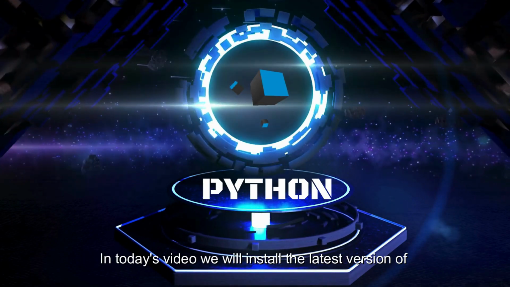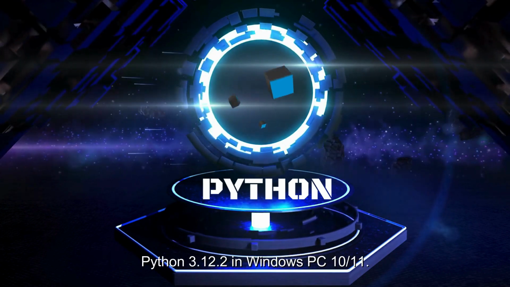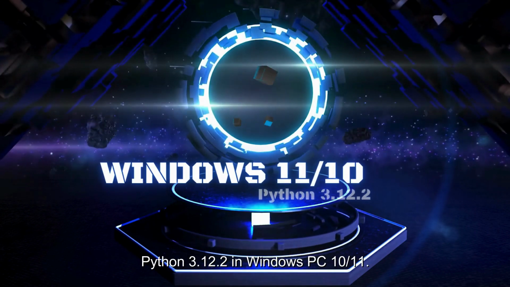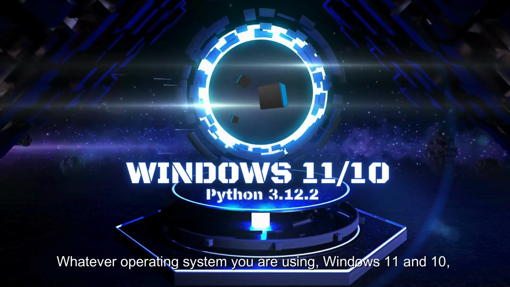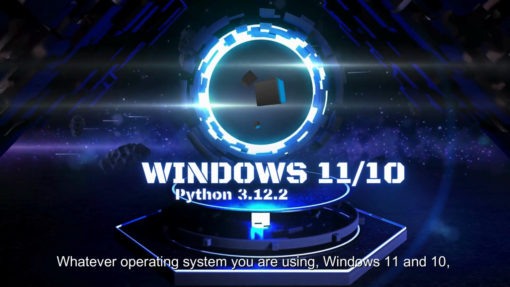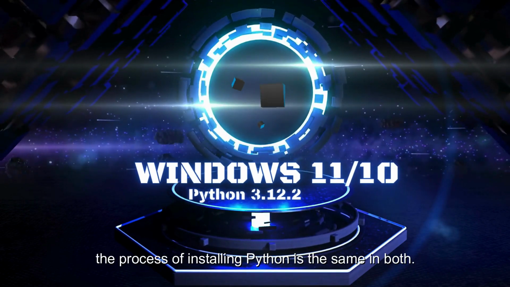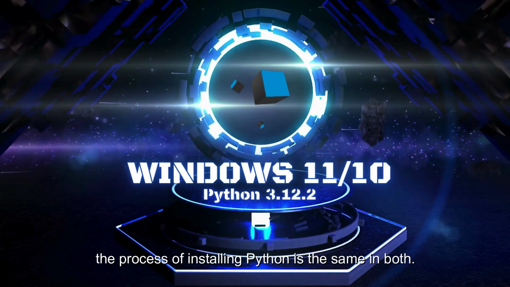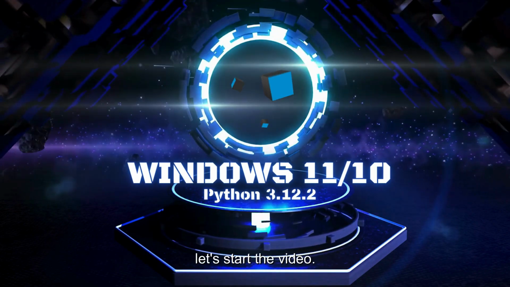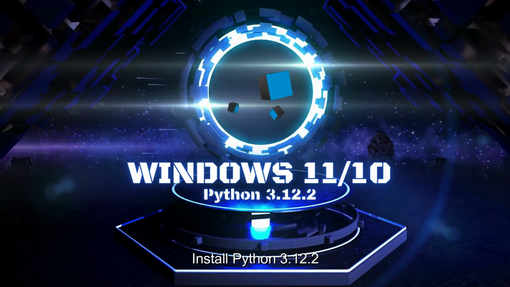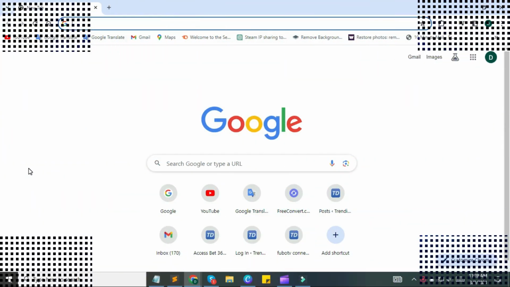In today's video, we will install the latest version of Python 3.12.2 on a Windows 10 or 11 PC. Whatever operating system you are using, Windows 11 or 10, the process of installing Python is the same in both. Let's start the video. Install Python 3.12.2.